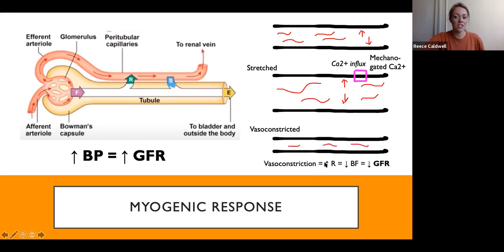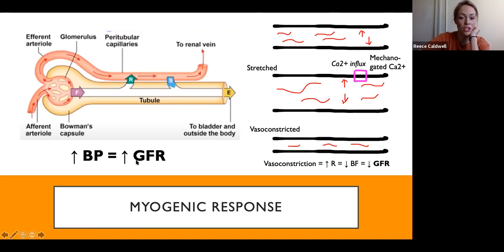When this occurs, we see an increase in resistance because we have a smaller tube now, which causes a decrease in blood flow and overall a decrease in our glomerular filtration rate. So that is a negative feedback mechanism there. We increase glomerular filtration rate, but that's not a homeostatic response. We don't want to have high blood pressure all the time. We don't want to be over filtering our blood. So our body will work through this mechanism and use the myogenic response to decrease that glomerular filtration rate.